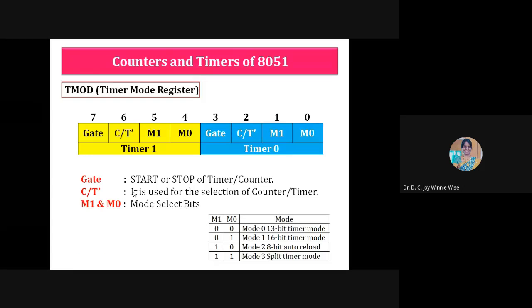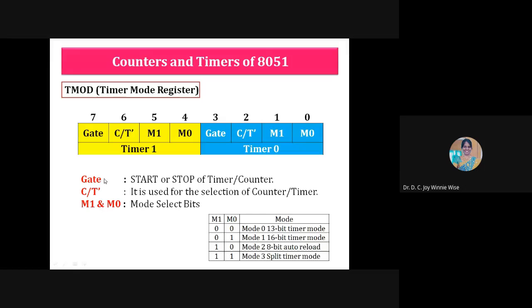So let's see about this timer mode register. It is an 8-bit register. Okay. So bits 0 to 3 are used for timer 0, and bits 4 to 7 are used for timer 1. So these 4 bits represent the same control signals. Here also we have gate. In timer 0 also we have gate. Then it is counter or timer, and then it represents the mode. Here also gate, counter or timer, and then the modes.